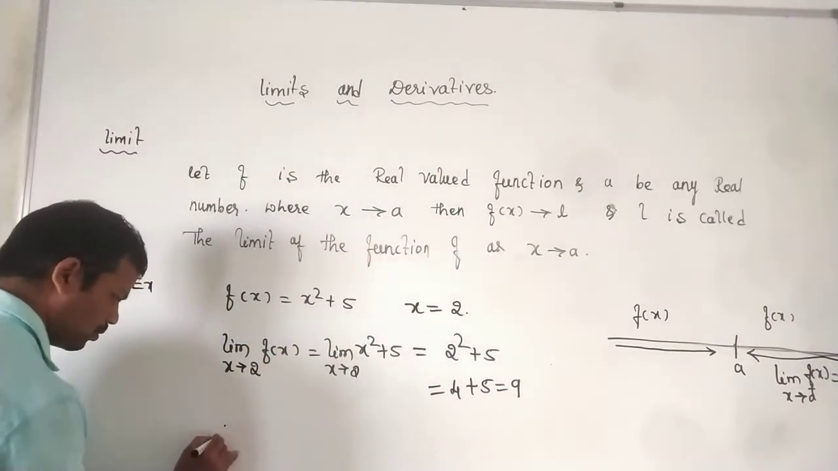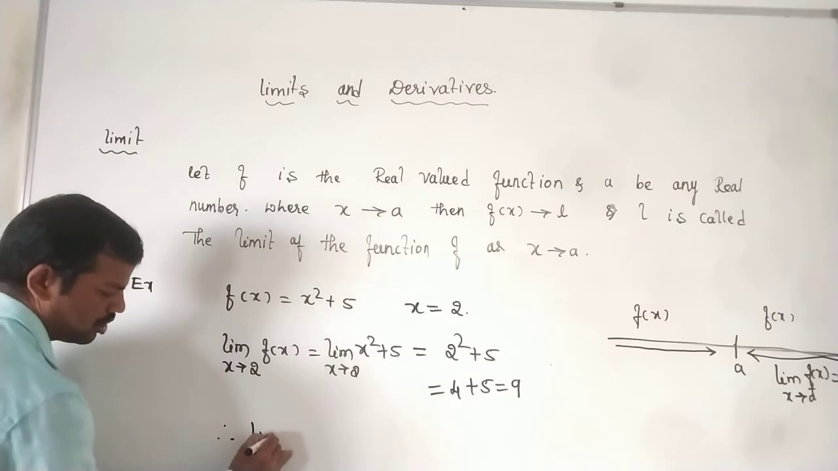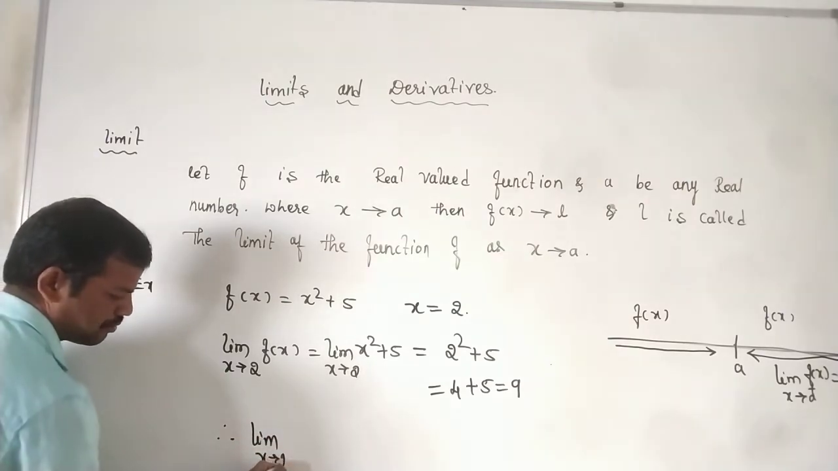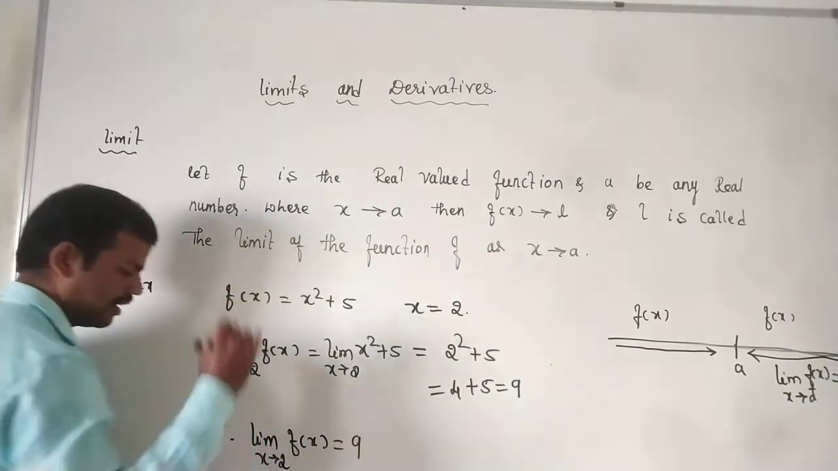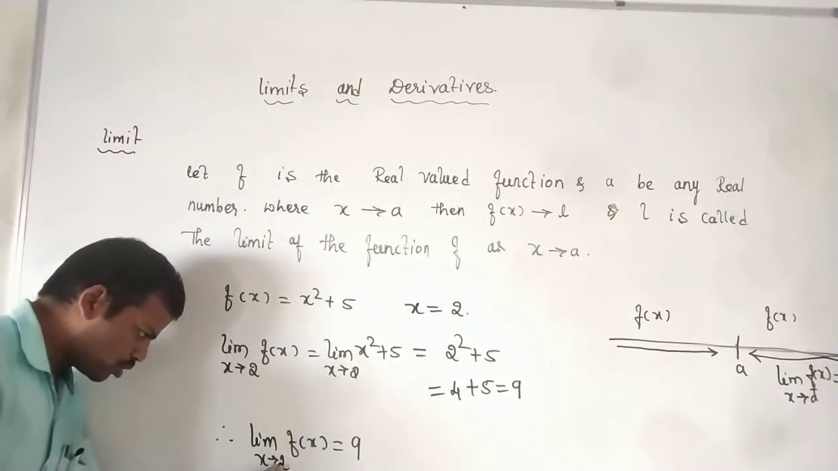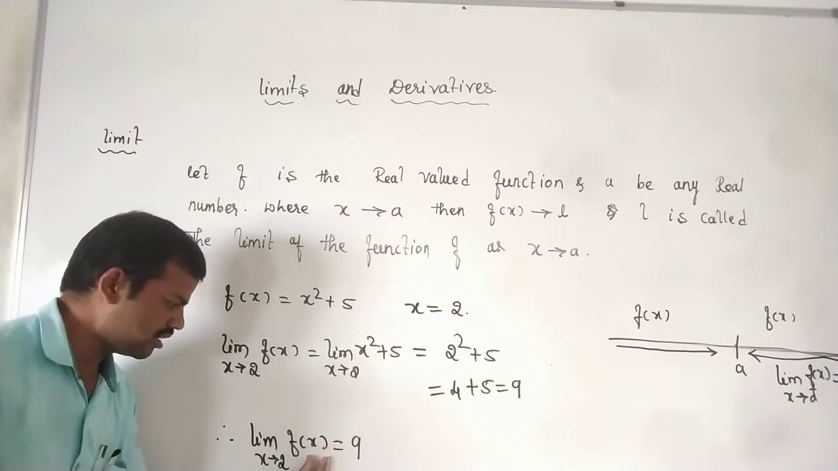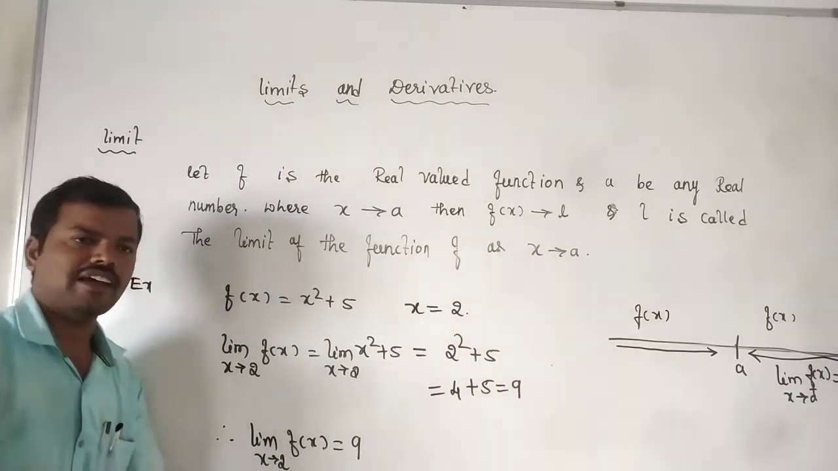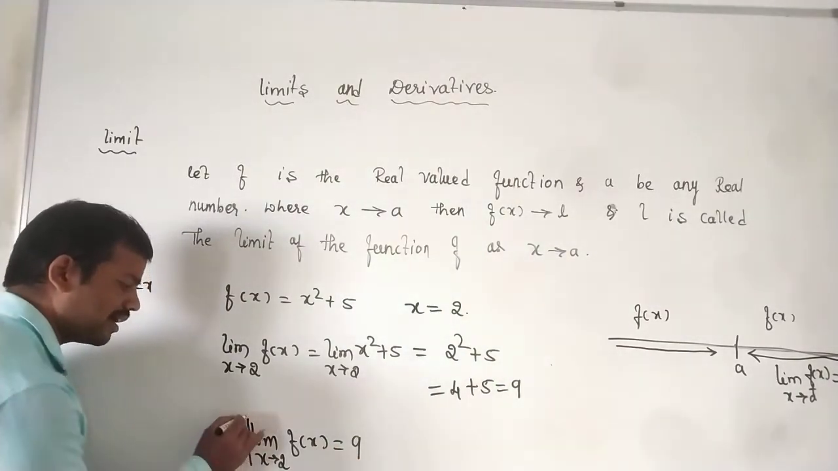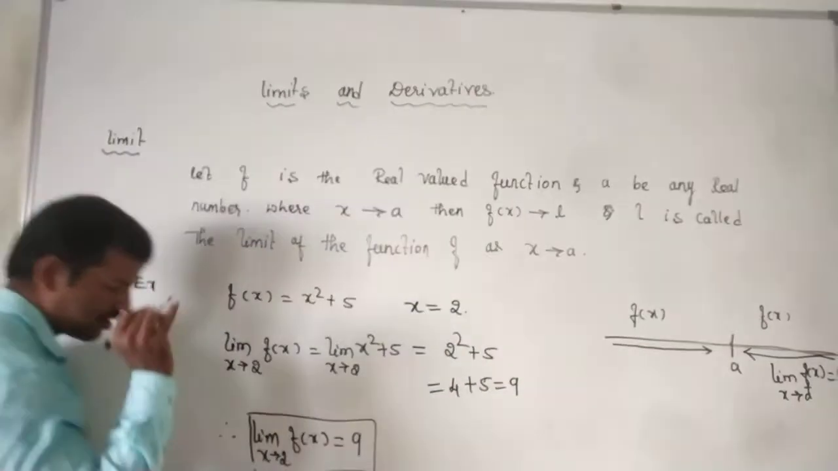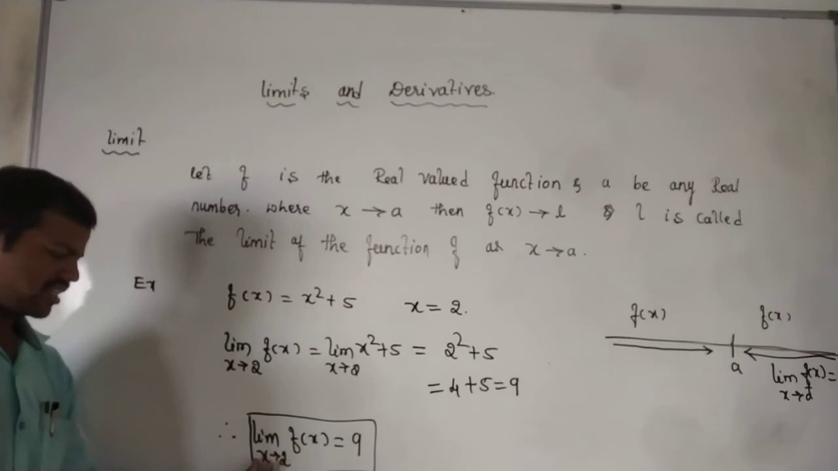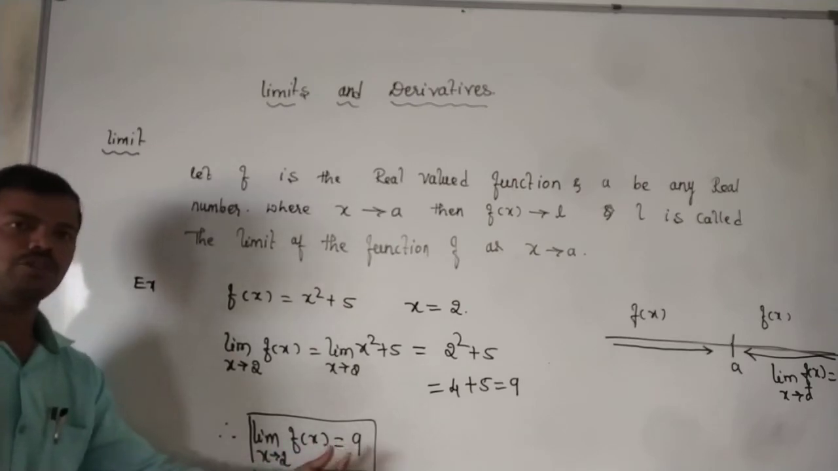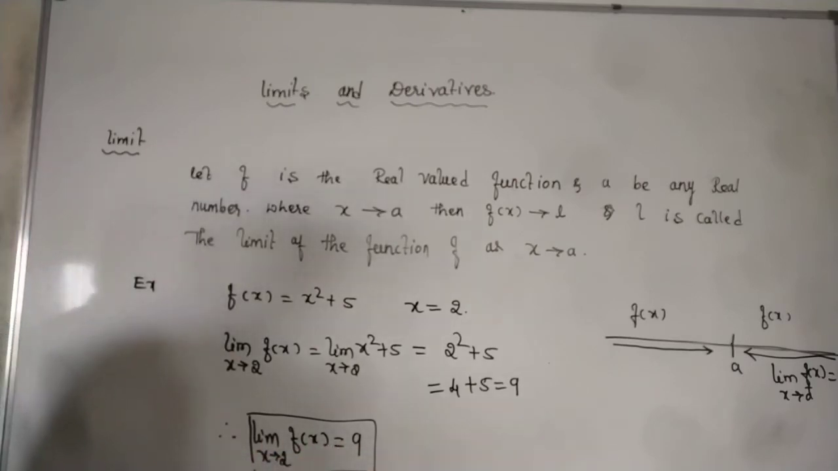So therefore the limit of this function, as x tends to 2, f of x is equal to 9. It reaches 9, and this 9 is called the limit of this function, and we write it like this: limit of f of x as x tends to 2 is equal to 9. So this is about the limit.